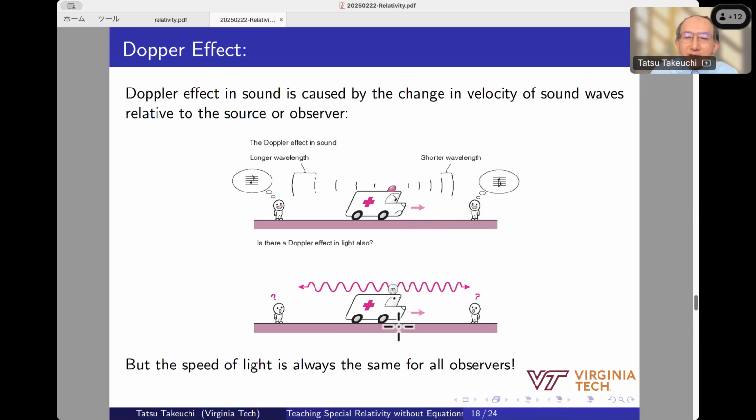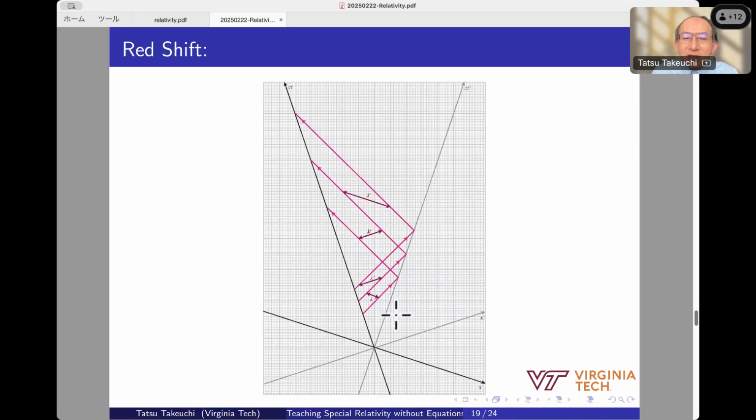Okay, but in the case of light, the speed of light is the same for all observers. So you might wonder, how can you have red shift and blue shift in light if the speed of light doesn't change? And the answer is, even though the speed of light may not change, because the concept of "at the same time" changes depending on the observer, what you consider the wavelength of the light pulse is going to be different depending on who's doing the observation, and you can always show that the wavelength is going to be longer if the source is moving away from you.